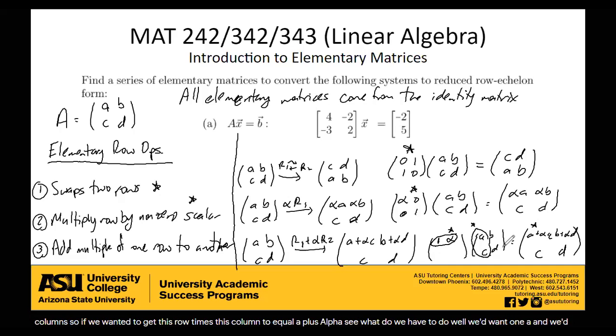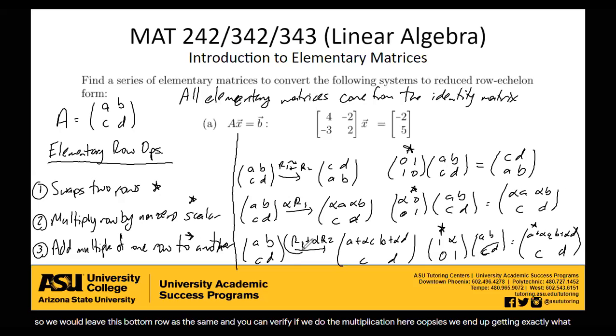And then we don't want to change the bottom row, right? The bottom row, the C and the D, we want that to stay the same. So we would leave this bottom row as the same. And you can verify if we do the multiplication here, we end up getting exactly what we wanted. So this is what the elementary matrix looks like that corresponds to adding multiples of one row to another.